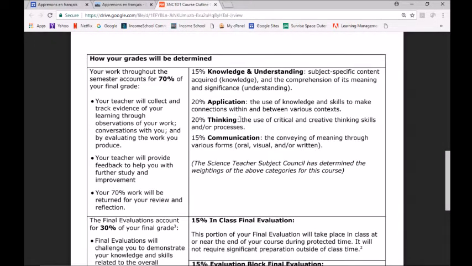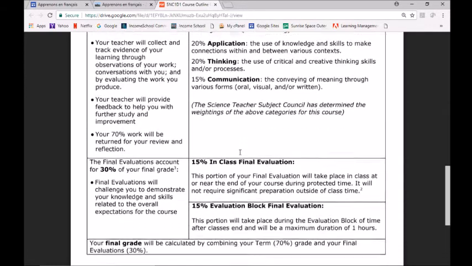The other one is how can we use critical and creative thinking skills and/or processes to carry out science investigations, and how we can see science in our society. And communication is how you can understand what is being communicated and how you can communicate what we do in science, while still keeping in mind that we need to understand what you're trying to communicate.